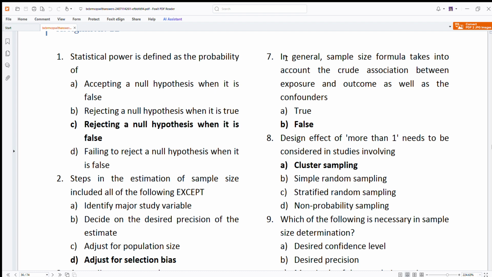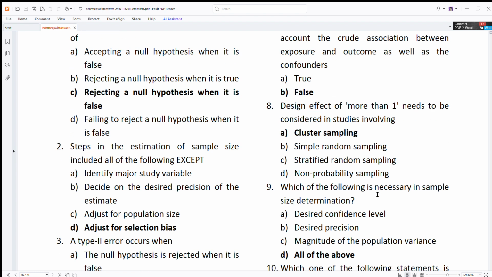Then, in general, the sample size formula takes into account the crude association between exposure and outcome, as well as the confounders. No, it doesn't. Not at all. False. Never. Confounders, no. Exposure and outcome, okay. Then moving on: design effect of more than one needs to be considered in studies involving cluster sampling. Yes, cluster. Correct, absolutely correct. Clusters you have to make if you have an effect of more than one.